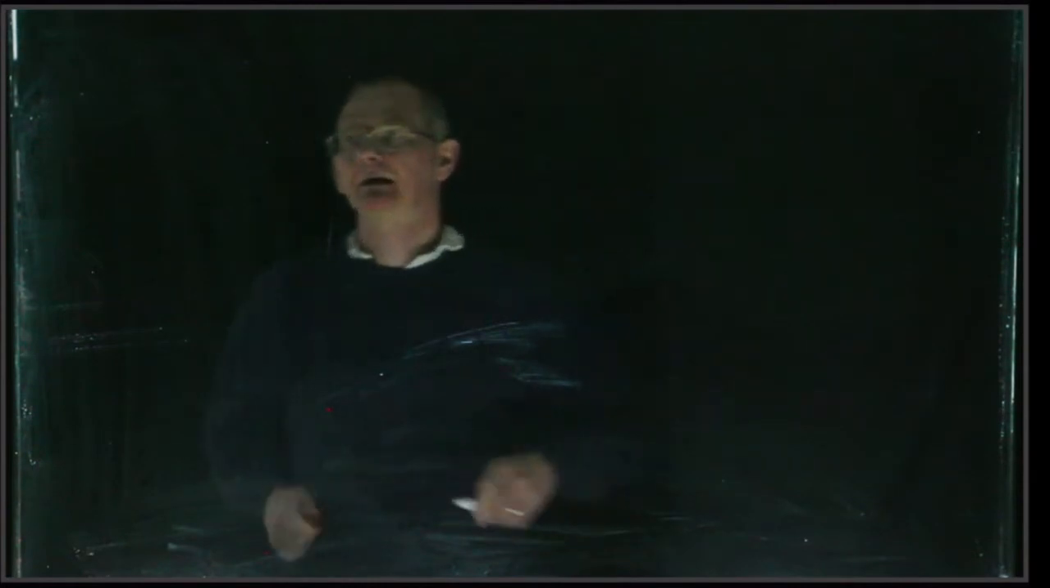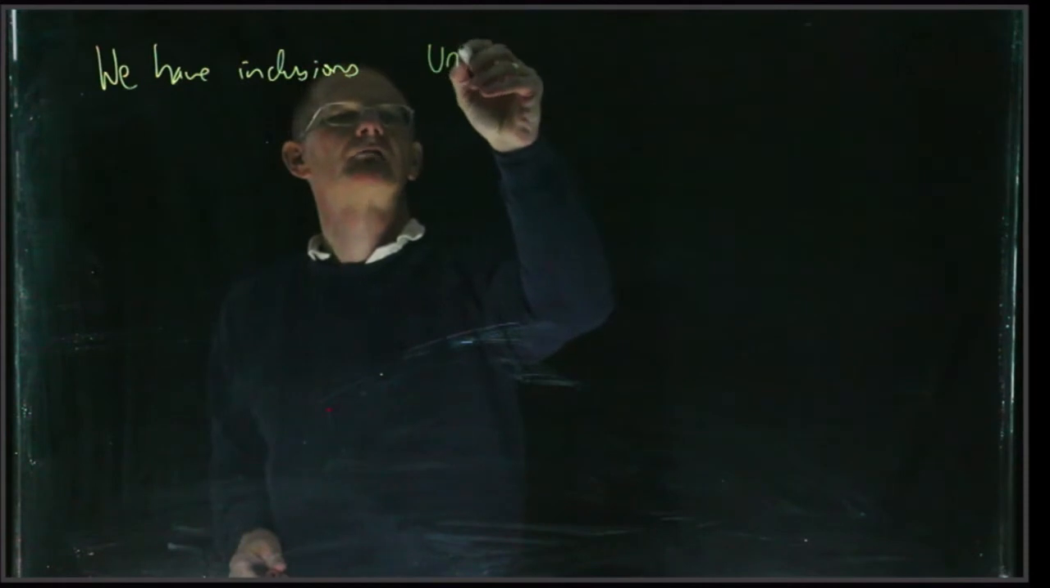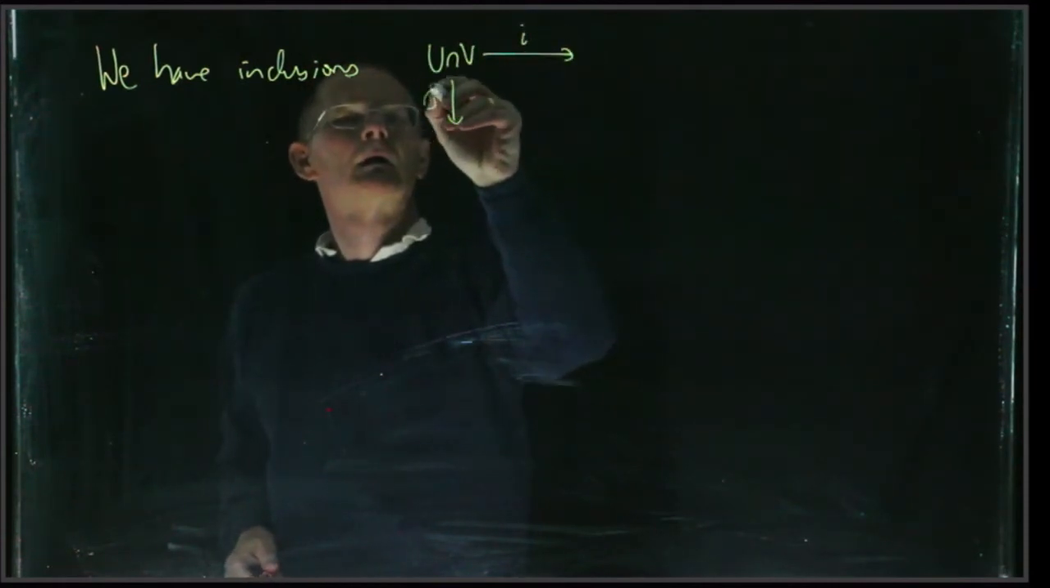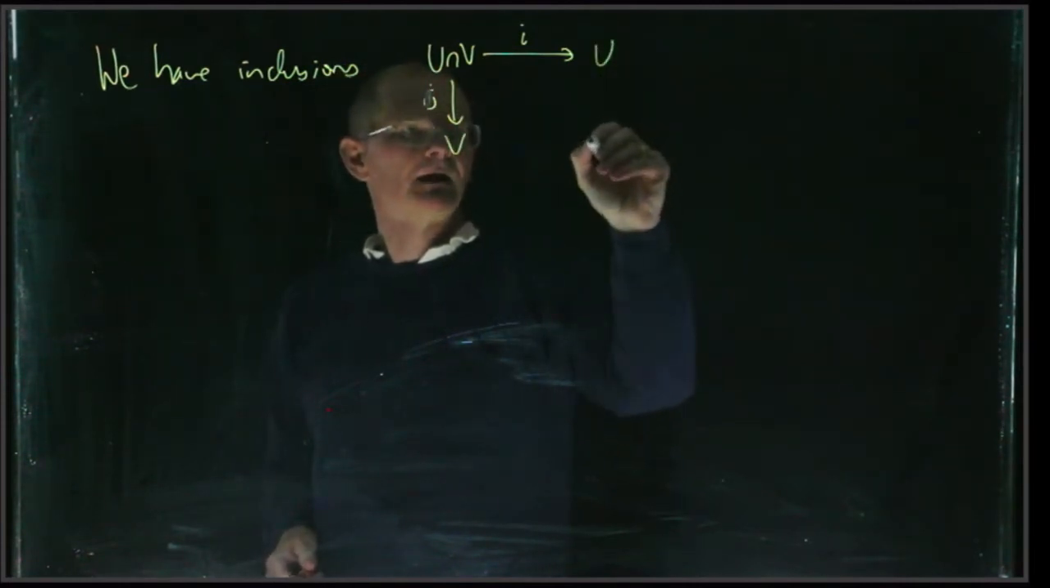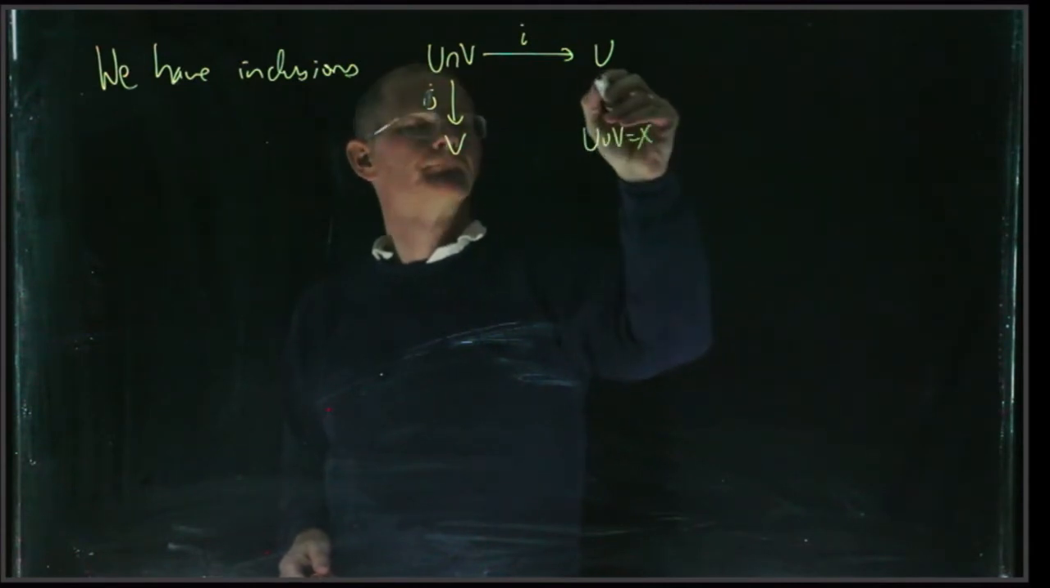Okay, so now we're nearly done. So we've got inclusions. Remember, you've got U intersect V. We've got inclusions I and J into U and V, and then inclusions of both of those into U union V, which was X.